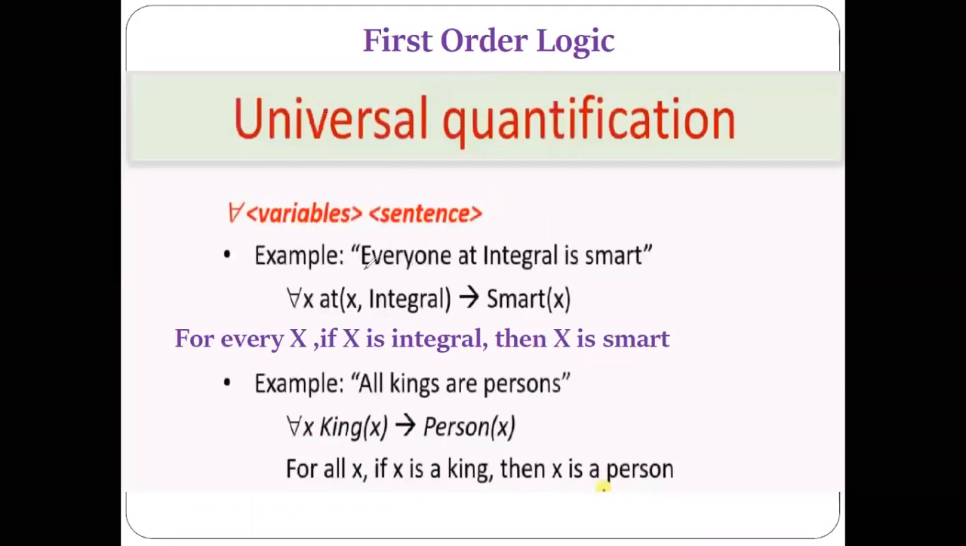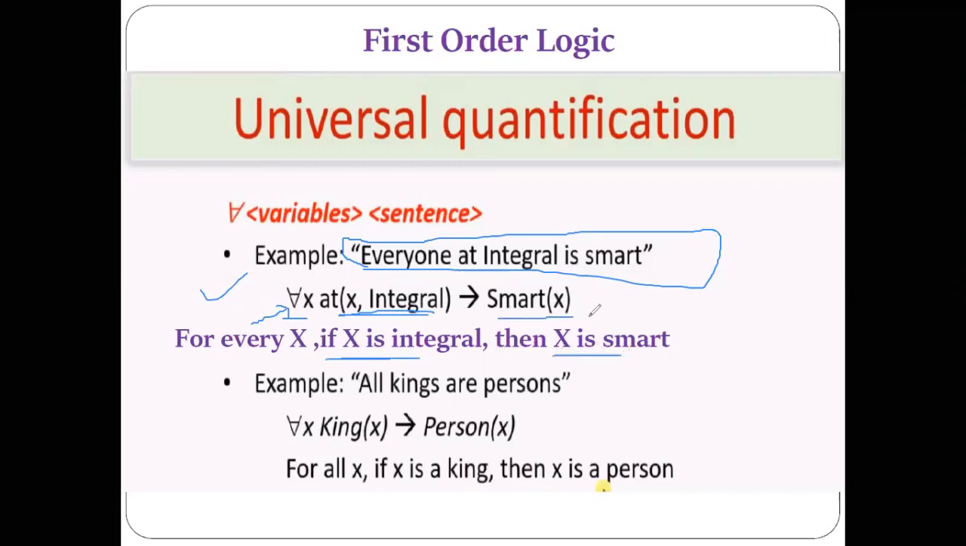Here the example is: everyone at integral is smart. Everyone at integral is smart. So what logic have we written? See here. Universal quantifier x. What does it mean? For every x, if x is an integral, for every x, if x is an integral, then x is smart. Meaning of this, then x is smart.